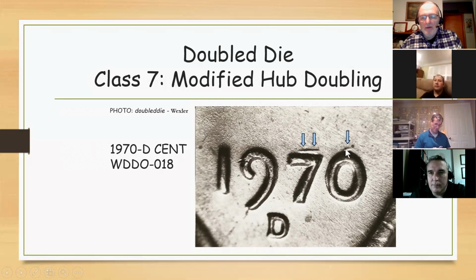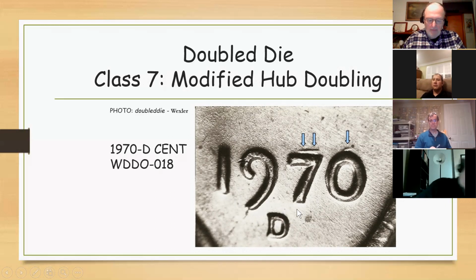Okay, but you see up here, it's usually up to the top. It's either the last 2 numbers of the date or the first 2. And once in a while, you'll see it down here on the mint mark. Okay, everybody with me now? Good.